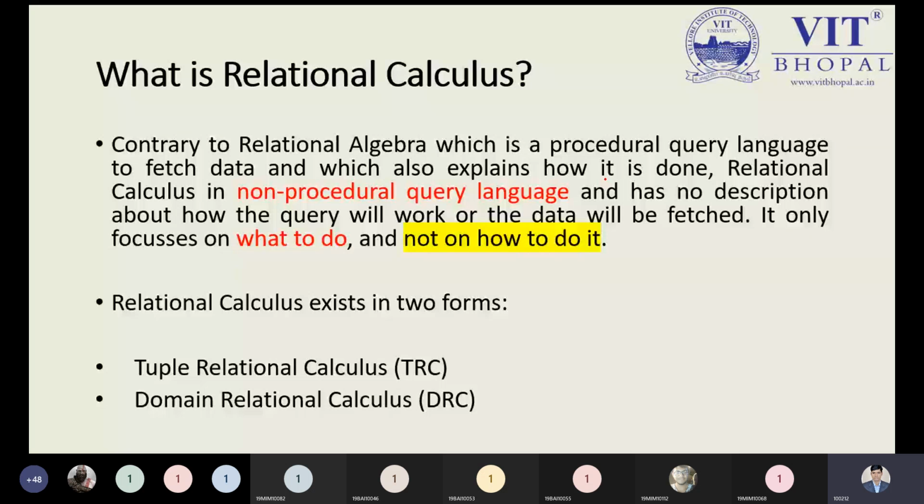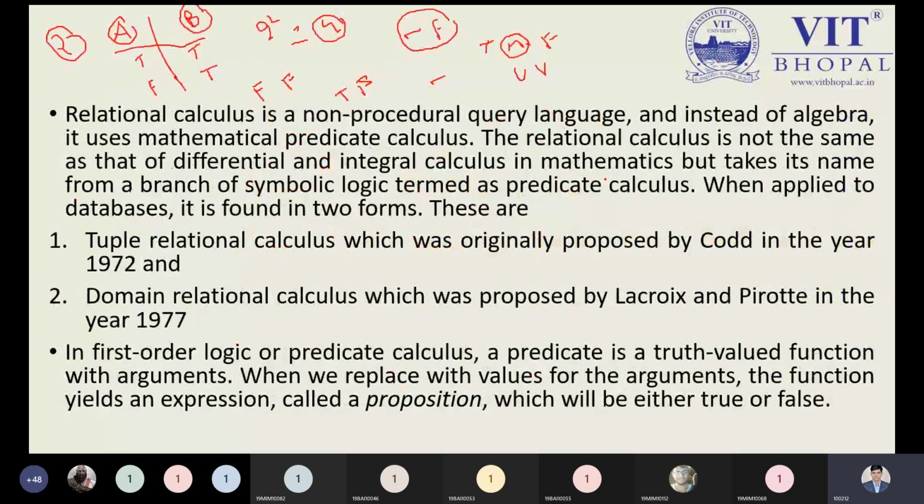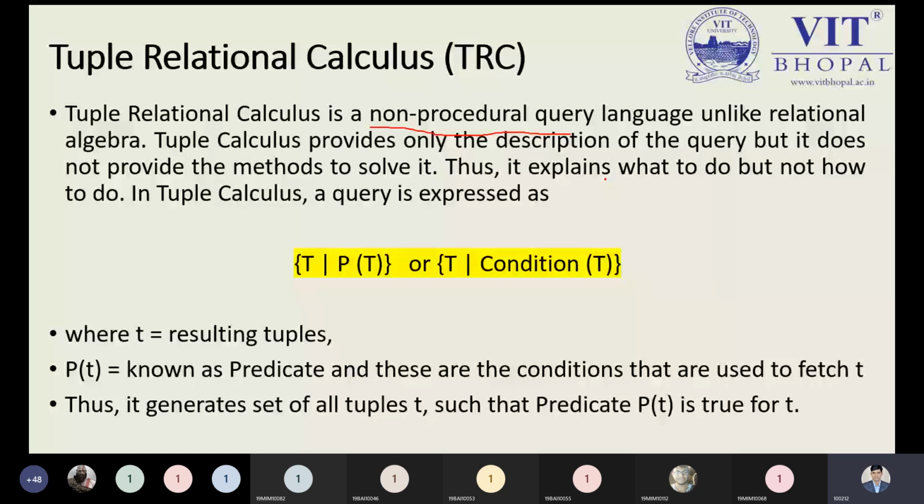Procedural query language we have already discussed through the fundamental operations and additional operations. Of course, in the additional operations we have seen the join operation. But if we're talking about non-procedural query language, we have the relation calculus. It also has two different flavors. One is tuple and the other is domain. So here we have the tuple relation calculus.